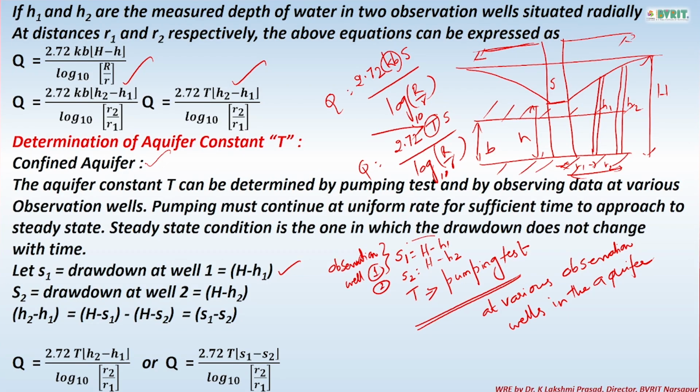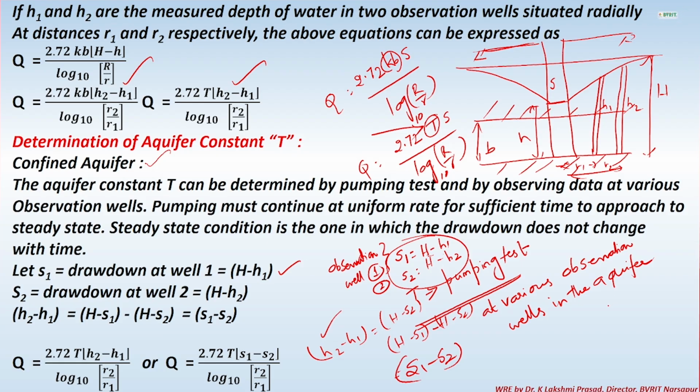Now, from both of them, what is H2 minus H1? You tell me. H2 is H minus S2, right? And H1 is H minus S1. So finally, H2 minus H1 is (H minus S2) minus (H minus S1), and that is equal to S1 minus S2. So instead of H2 minus H1, you can write S1 minus S2.